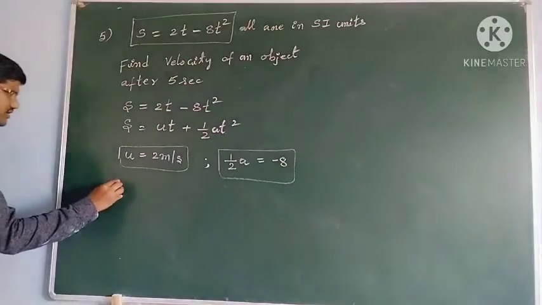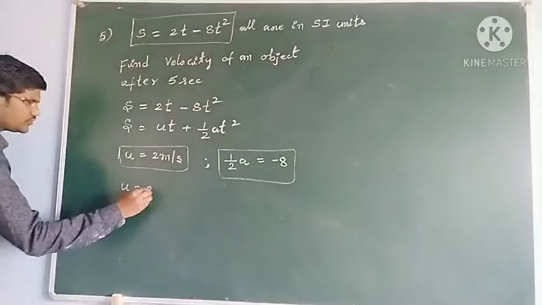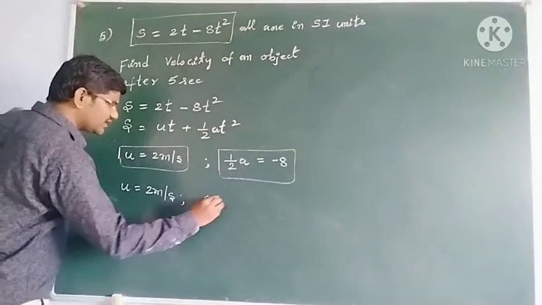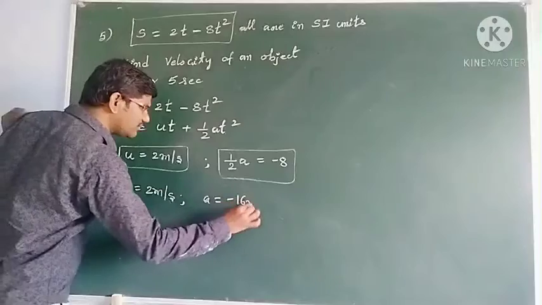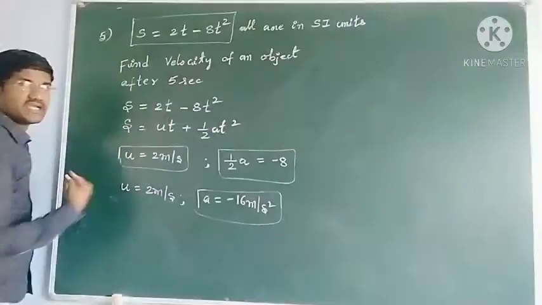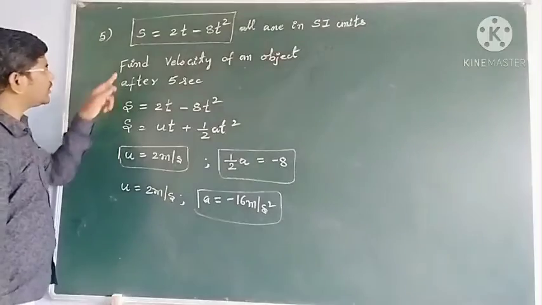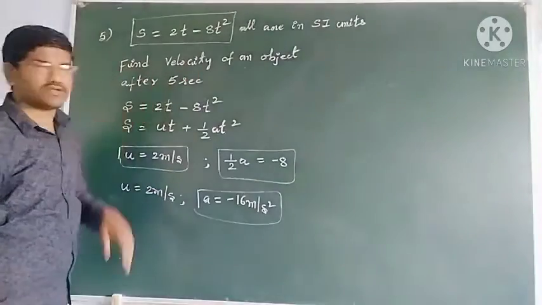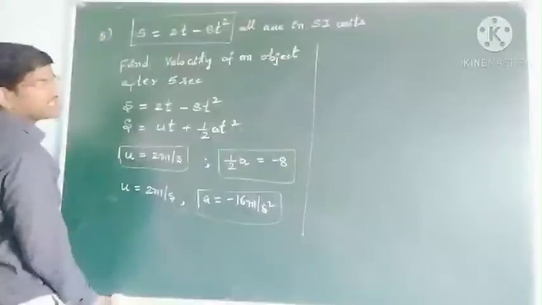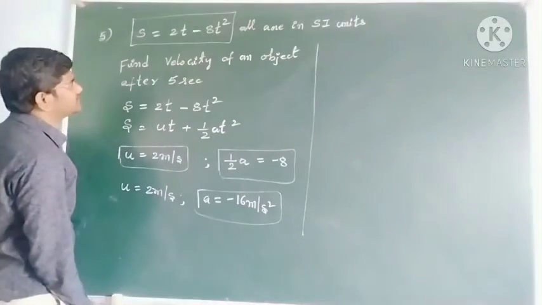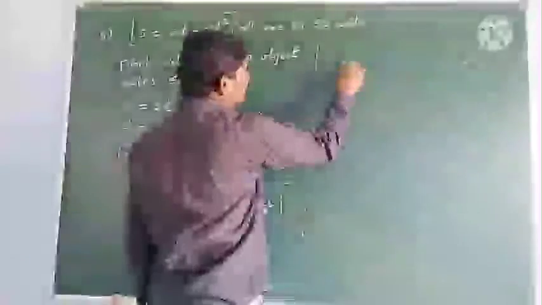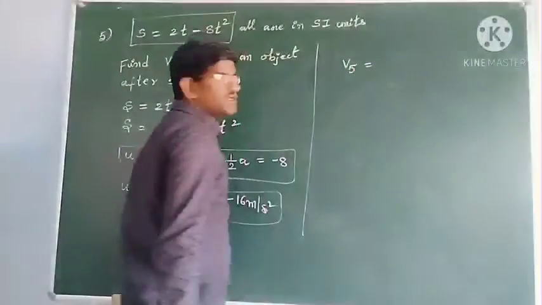Okay students, so u is equal to 2 meters per second, we got it, and a is equal to minus 16 meters per second square is the acceleration, we got it, because all are in SI units. Now what have they asked? To find the velocity of an object after 5 seconds. So we have to find v5.